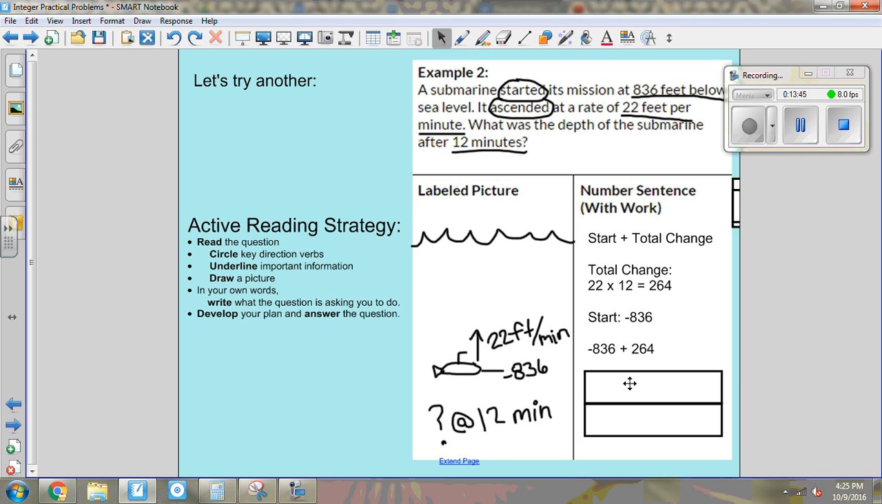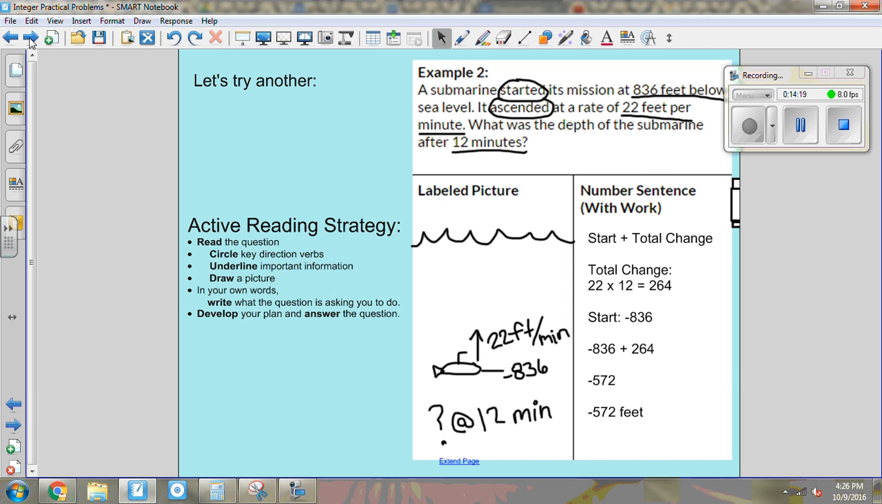As I'm using my rules, I know that I've got different signs here, so I need to take the sign from the bigger absolute value. Well, 836 is much bigger than 264, so my final answer is going to be negative. And then I have to subtract 836 minus 264 to get my final answer, which is 572. Now I have to put a label on that. So this submarine ended up, after 12 minutes, 572 feet below sea level, or negative 572 feet.